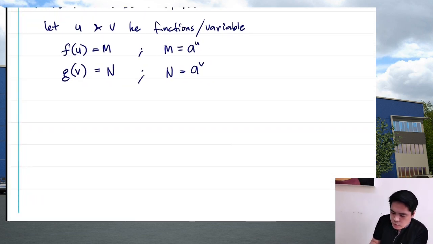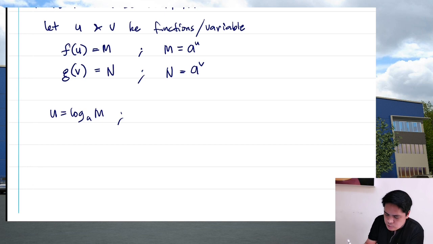Now, in logarithmic form, for this particular exponential function, let's write that in logarithmic form. So that means u is equal to the logarithm of m to the base a. Same as for this, we could write the logarithmic form, ayusin natin yung v. That would be v is equal to the logarithm of n to the base a. Para naman silang base. Okay?